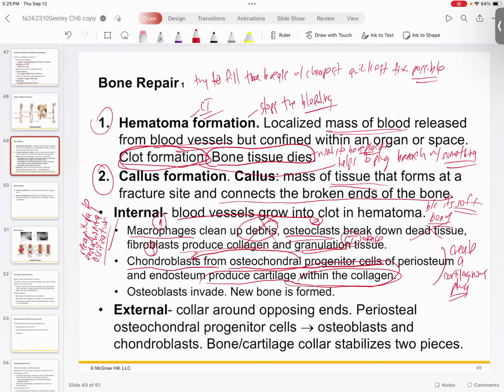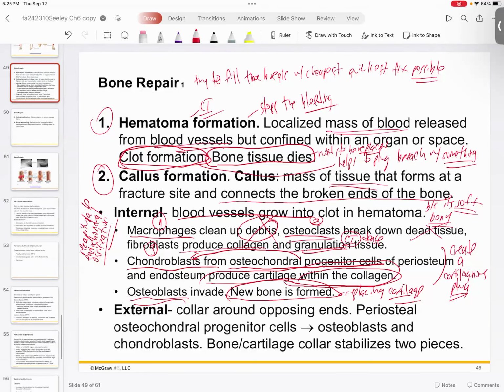And then the next step after that is the osteoblasts from the periosteal liner will invade, and then they'll lay down new bone, replacing the cartilage. Sound familiar? It should. It's the same basic pattern that we did when we did endochondral ossification. We were replacing cartilage with bony matrix.